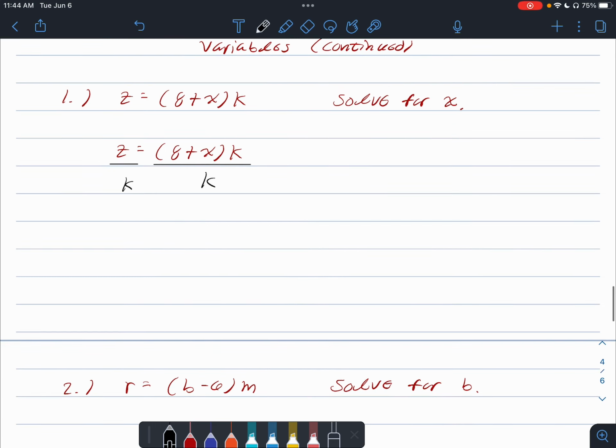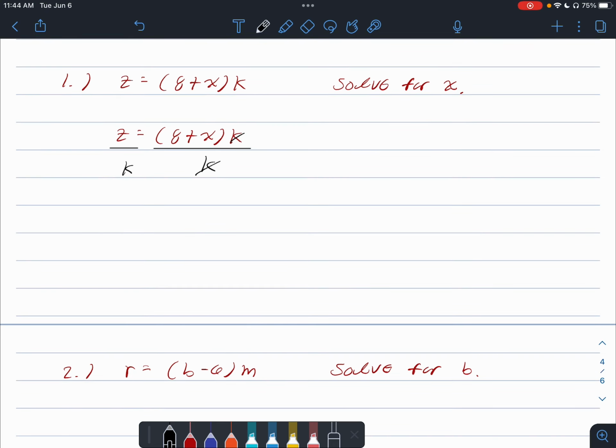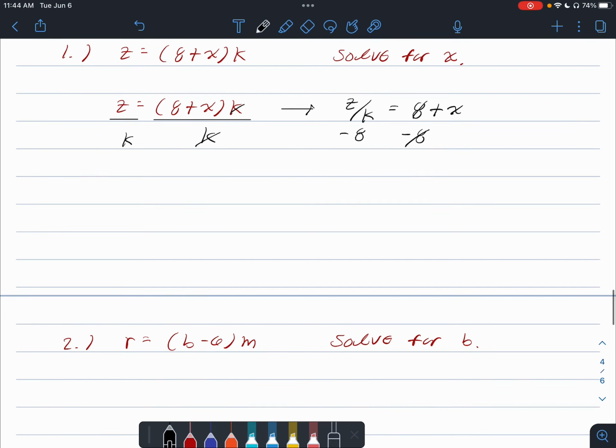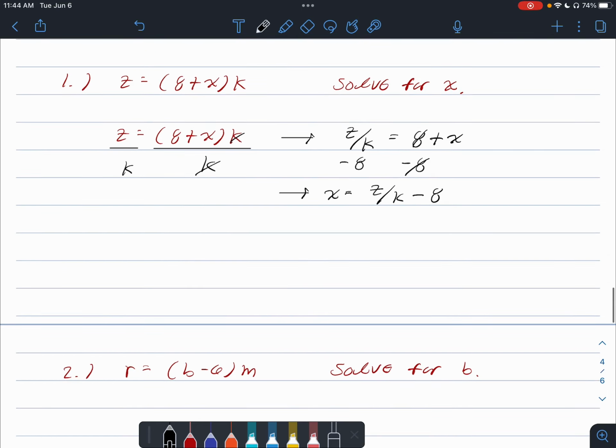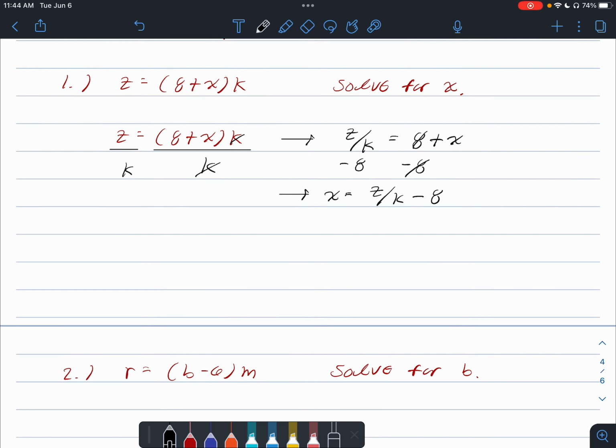Remember, we have to do it to both sides. So here we can get rid of that k. And so now we're left with z over k is equal to 8 plus x. And now we can subtract 8 from both sides of the equation, and this 8 is going to disappear. So now we're going to have x is equal to z over k minus 8. Okay, so we have solved now for x.